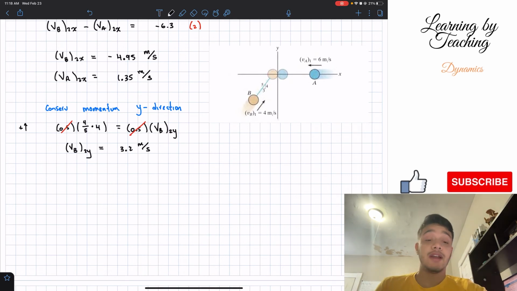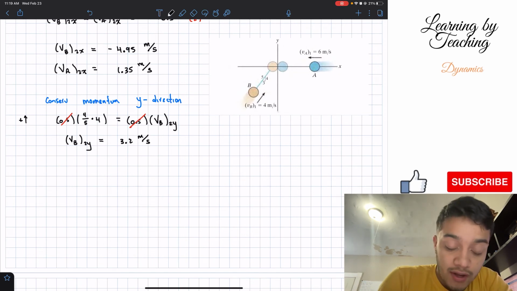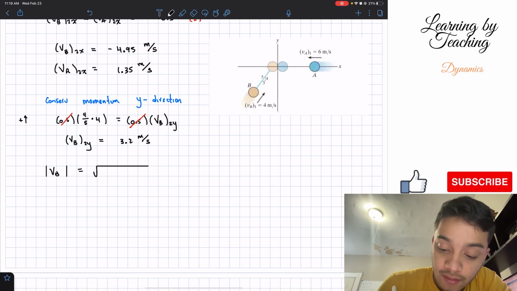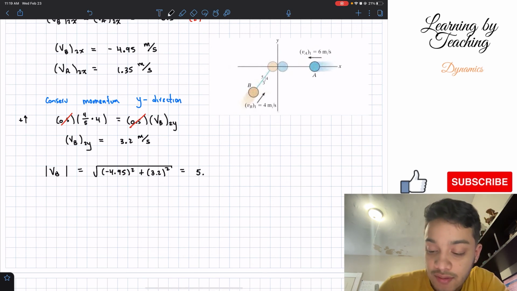Okay, so finally, in order to finalize our problem, what we have to do is find the magnitude of the velocity of b and its direction. So the magnitude of the velocity of b is going to be equal to, applying the Pythagorean theorem, the velocity in the x direction, 4.95 squared, plus the velocity in the y direction, 3.2 squared. We plug this into our calculator and we find out that this is equal to 5.89 meters per second.